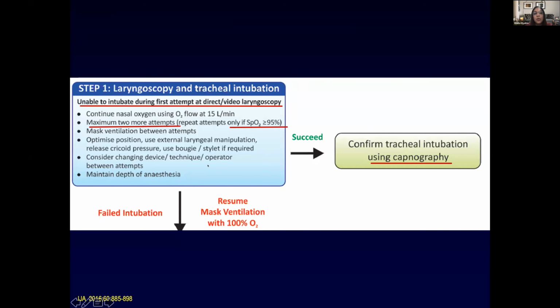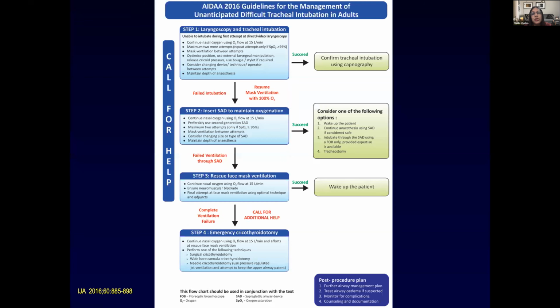Okay, so now if you did your 3 attempts and you could not intubate this patient, then of course this is a failed intubation. And what you need to do is resume mask ventilation with 100% oxygen. Remember, even between the attempts, you should get the saturation up. If the saturation has gone down to 80 at the first attempt, don't go to the second attempt till the saturation comes up. Then what do you do in the next step?